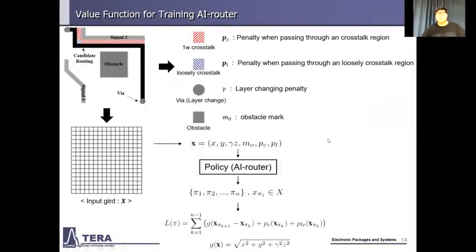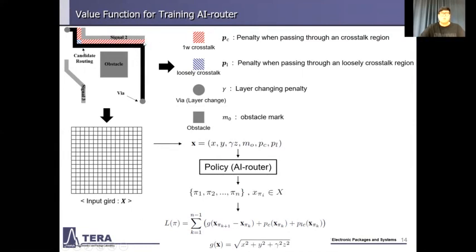Then let's see how the loss function is made. The input vector is expressed in grid space like this, and each grid point is represented by a 6-dimensional vector, which contains the 3D point position vector x, y, z, and various penalties. We set 2 crosstalk penalties.